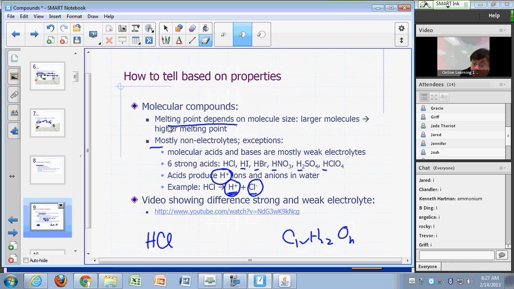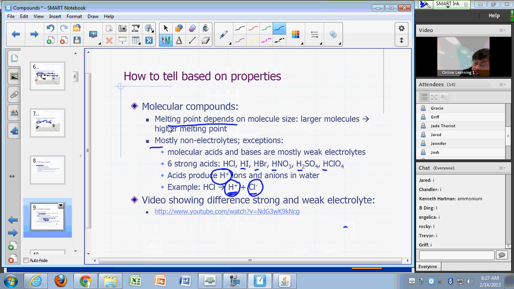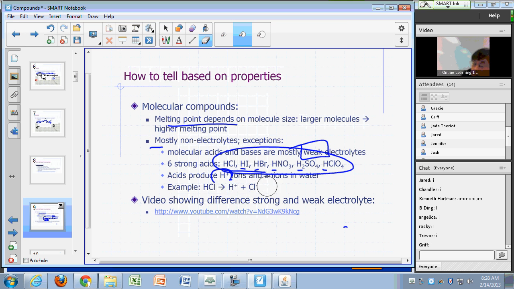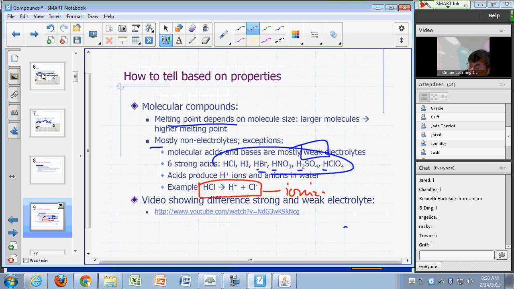Now, the other acids besides these six are what we would call weak electrolytes because they're only partially ionized. This process, the breakup of a molecule into ions, is ionization of a molecule in water. So the process is called ionization.